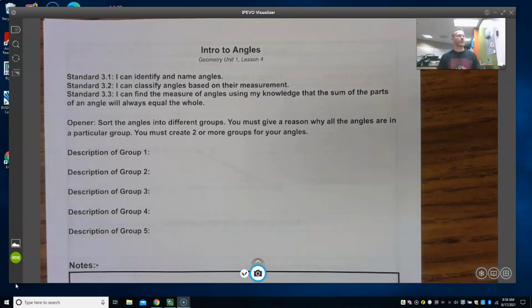All right, and we're going to continue with our work on Unit 1 here. And today we're going to shift gears just a little bit. We've been talking about points, lines, and planes, and today we're going to talk about angles. So this is going to be our intro to angles.